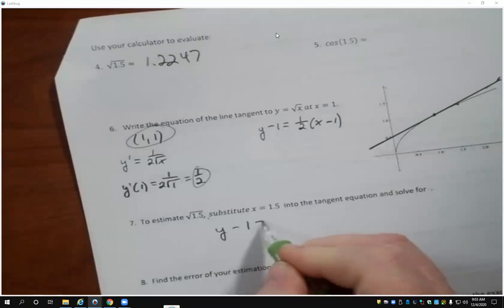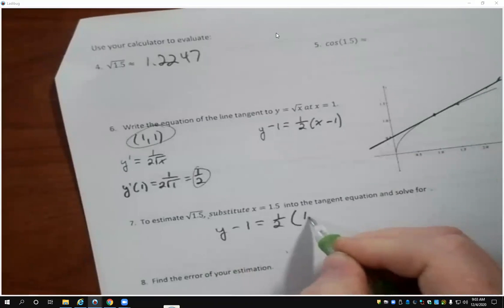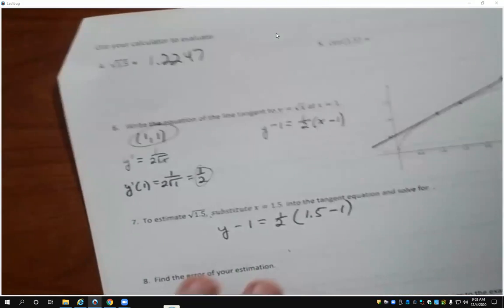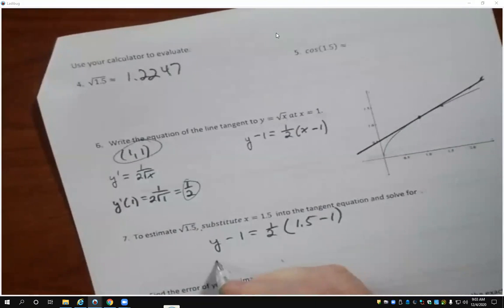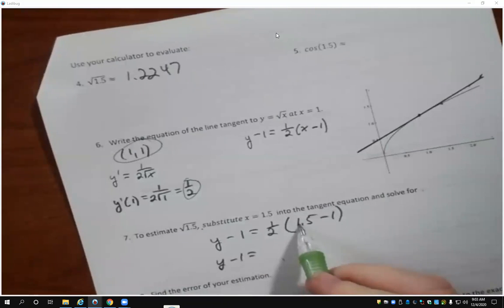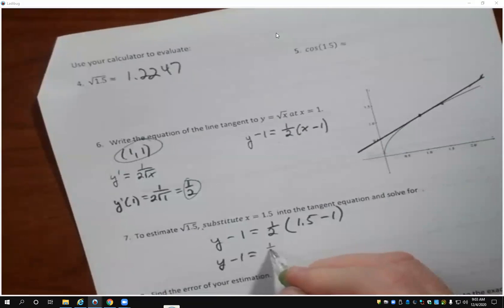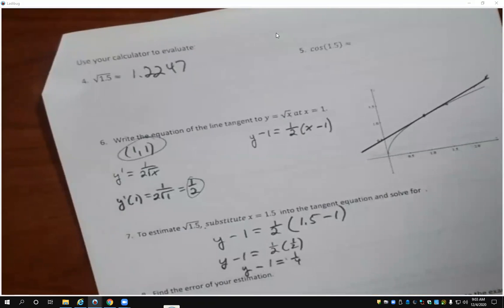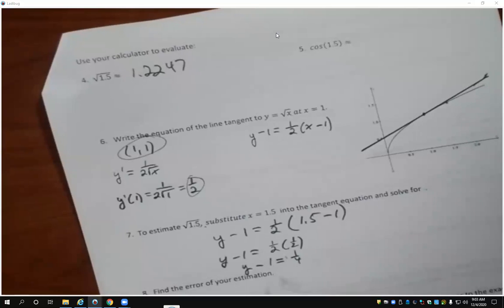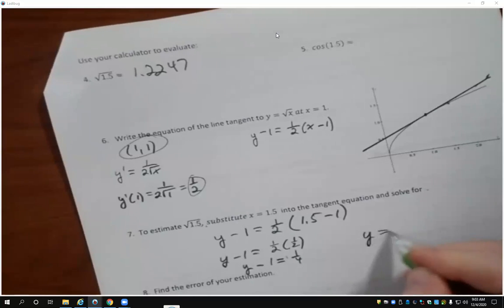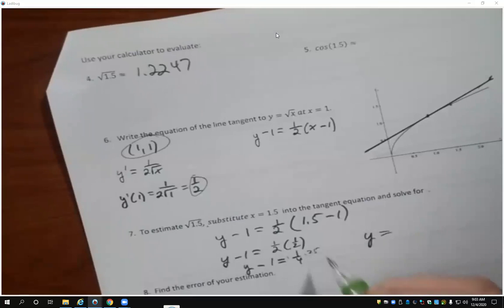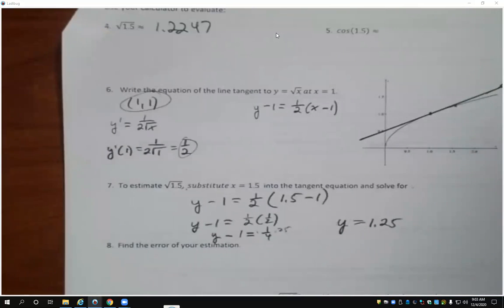So y minus 1 is equal to 1/2 times 1.5 minus 1. All right, we don't have a calculator, right? 1.5 minus 1 is 1/2. So we have 1/2 times 1/2. So that gives me y minus 1 equals 1/4. And then I'm going to add 1 to this. I'm going to turn it into a decimal, okay? 1/4 is 0.25. And add 1 to that, I get 1.25. So I just estimated that the square root of 1.5 is 1.25.